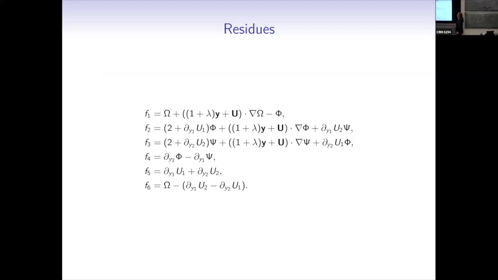Okay, these are the kind of equations that we're going to solve. 1, 2, 3, and 5 are the equations from the PDE. 6 is simply the definition of omega as the curl of u, and 4 is the compatibility condition between phi and psi. So these are the 6 things that I'm trying to find the zero for, plus the boundary conditions.